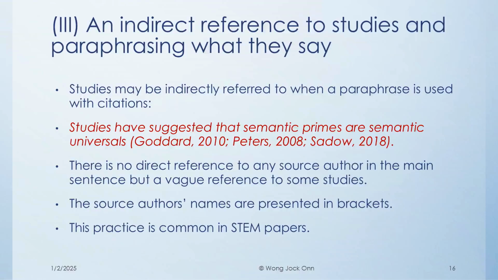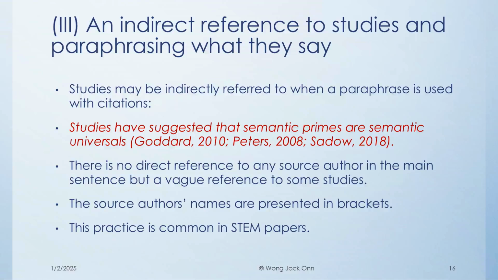Three, an indirect reference to studies and paraphrasing what they say. Studies may be indirectly referred to when a paraphrase is used with citations. This means that the source author's names are not presented in the main sentence. See example in colored font on this slide.